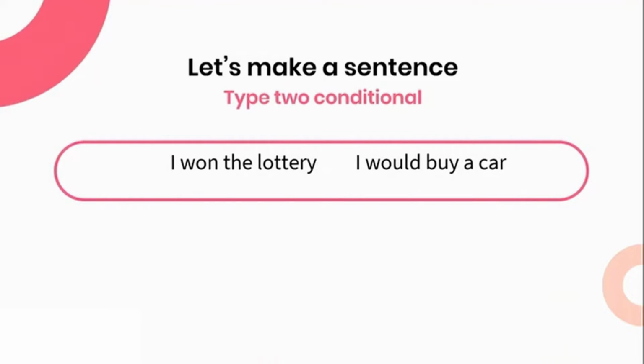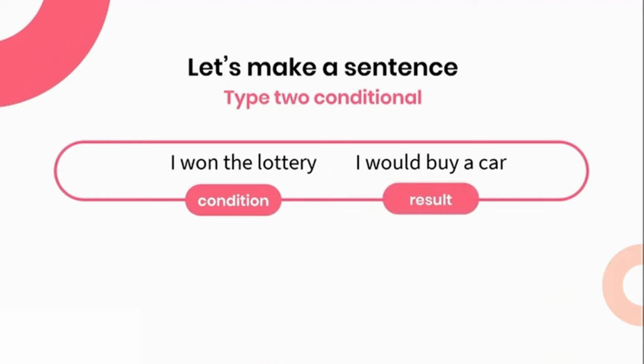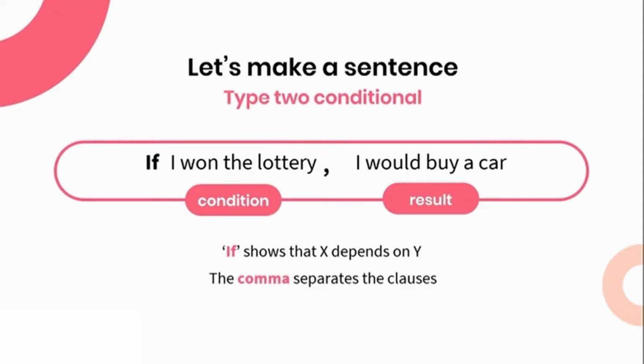So, let's make a sentence. We've got the condition and the result. What do we need to add? The word if. You already know why. It shows that the result depends on the condition. Now, what's next? It's the comma. The comma separates the clauses.